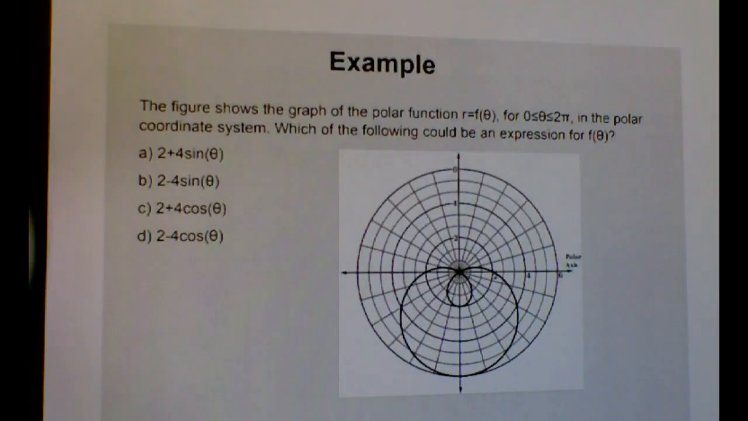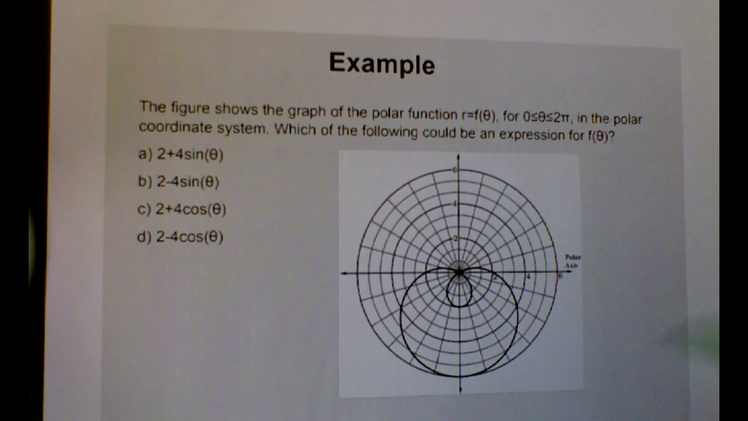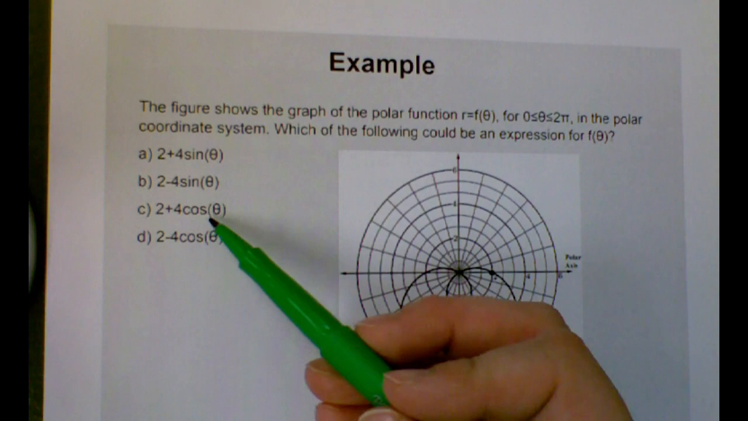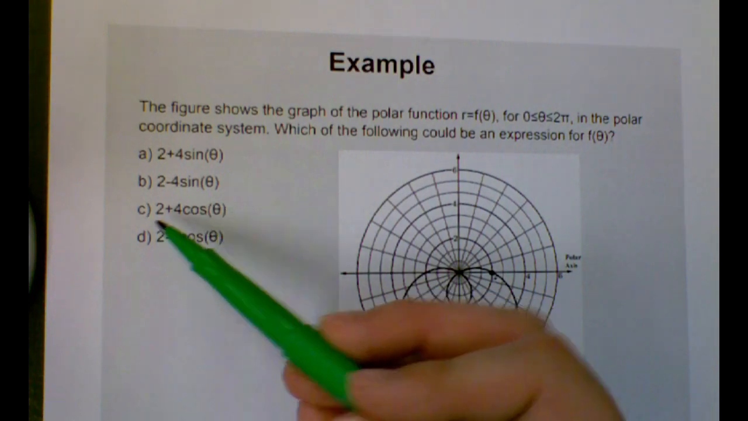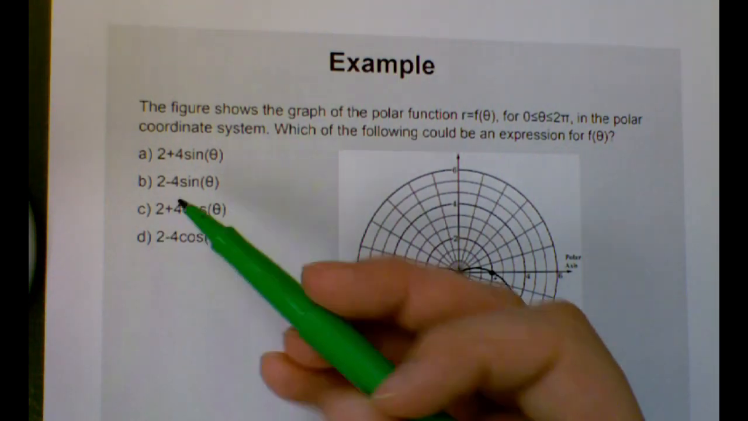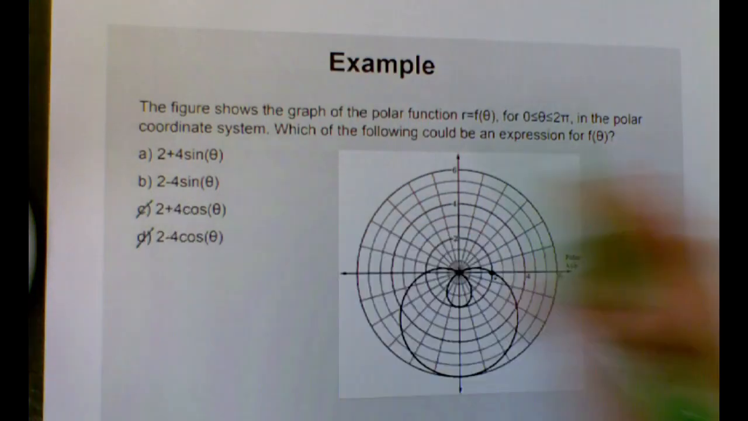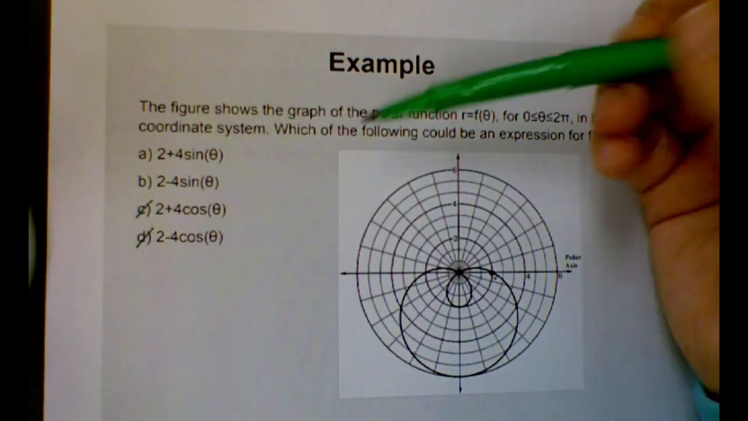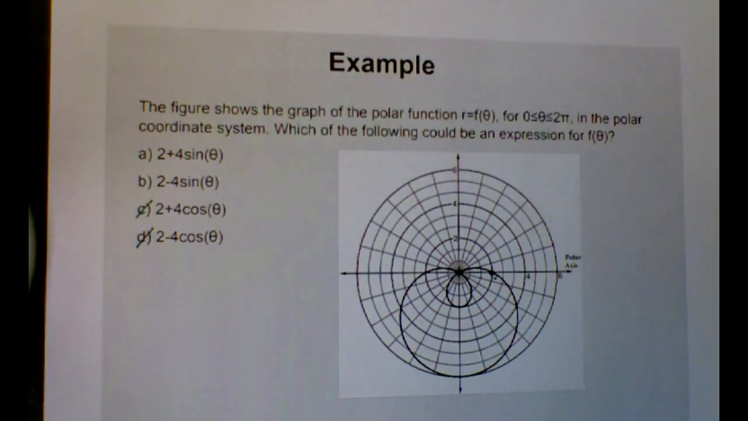Let's try a little bit more complicated one. We're going to figure out what trig function this is. So I would start here. At 0 radians, I should have a radius of 2. So that rules out C and D, because the cosine of 0 is 1. So this would give me 6, and this one would give me negative 2. I'm probably going to rule both of those out. Also, I can't rule anything else out.